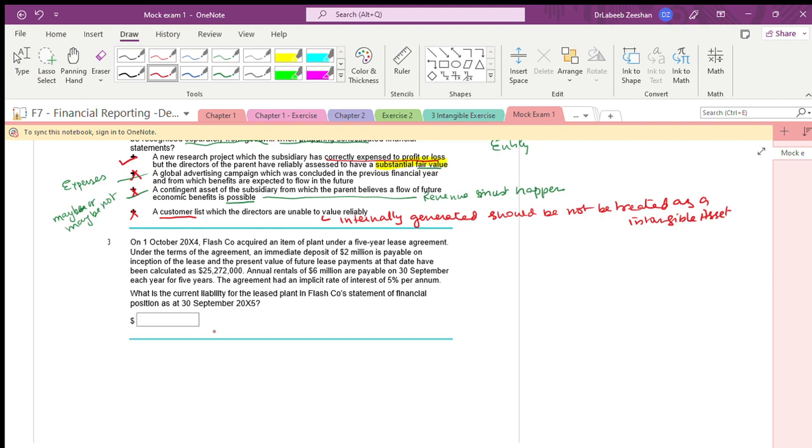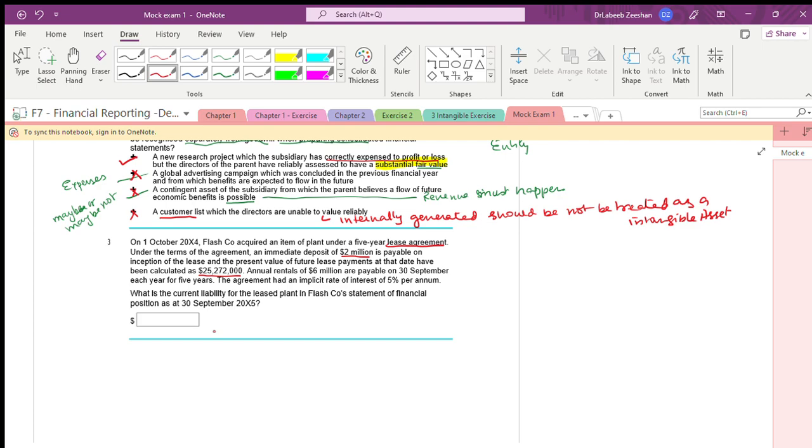Yes, it's okay. On 1st October 2004, Flash acquired an item of plant under lease. Under the terms of the agreement, they deposited 2 million immediately, payable on inception of the lease, and the present value of future lease payments at that date has been calculated as 25,272.